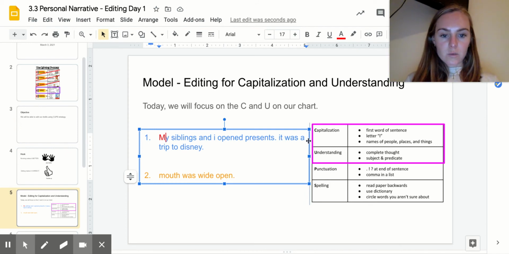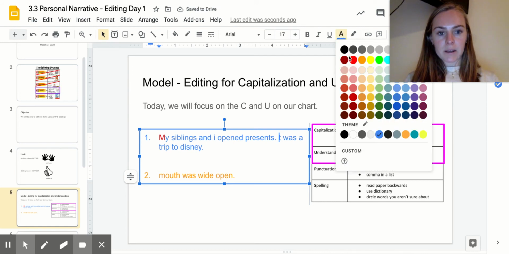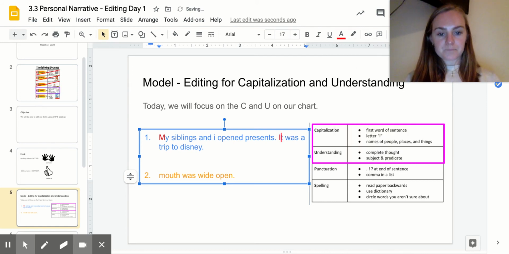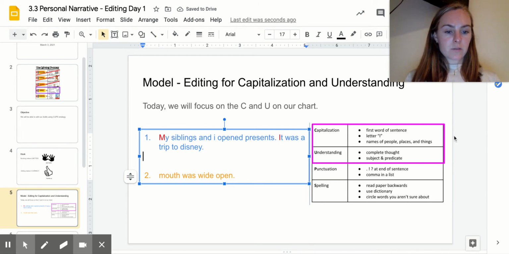It was a trip to Disney. It is the first word of the sentence, because I know there's a punctuation, and then the first word after the punctuation is the start of the sentence. So I know I need to capitalize that word. I'm going to again make it red, capitalize I. Fantastic. So I can cross that off.